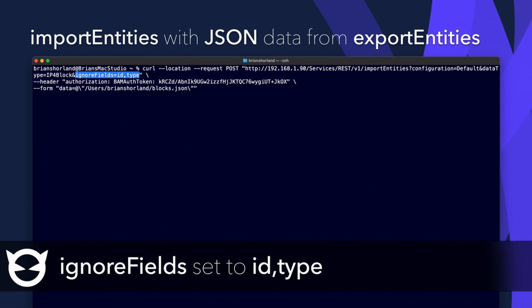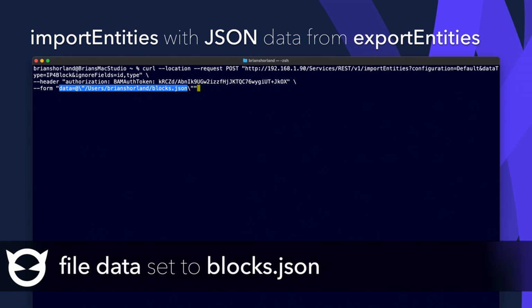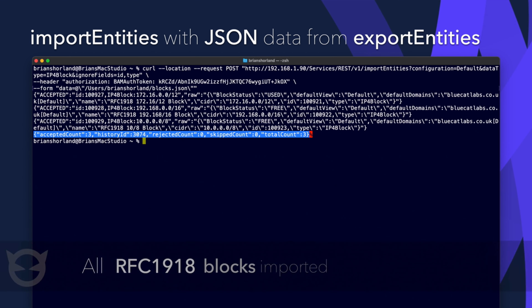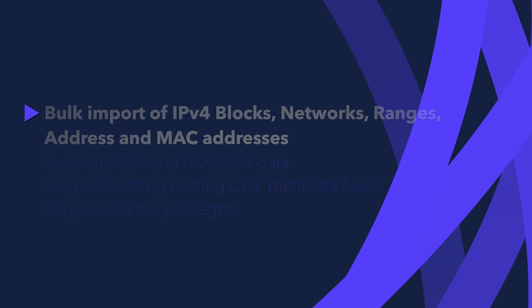An ID is generated upon import, and we've already told the Import Entities API we're importing data of type IPv4 block. The only other adjustment to the Import Entities API is to change the file data to the JSON input file. We can see the API successfully imported the 3 RFC 1918 blocks into Integrity.